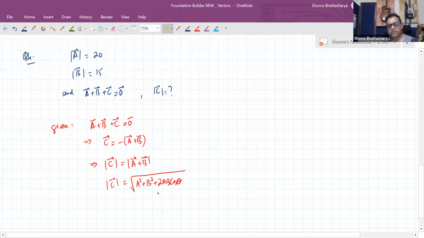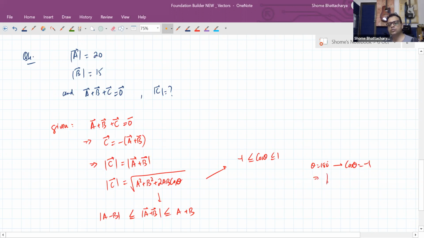Now we can see that this thing, mod of A plus B, in general can never exceed this and can never be greater than this. That we can understand from the fact that cos theta is between minus 1 and 1. For theta equal to 180 degrees, cos theta is equal to minus 1. So the magnitude of A plus B becomes root of A square plus B square minus 2AB, so that is the square root of A minus B whole square, so that is the magnitude of A minus B.